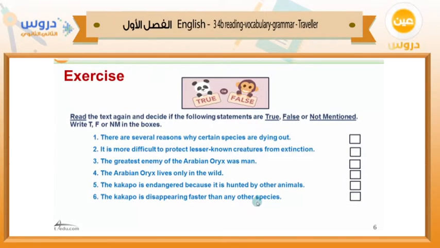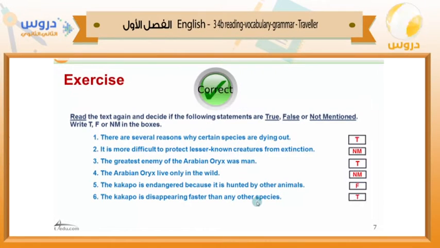So did the reading text talk about this? It's more difficult to protect lesser known creatures from extinction. And if you want me to display the answers, number 1 is true. Number 2, we did not talk about this, or we did not read this, so it's not mentioned. And 3 is also true. 4 not mentioned. 5 is false, and 6 true. And here are the answers.